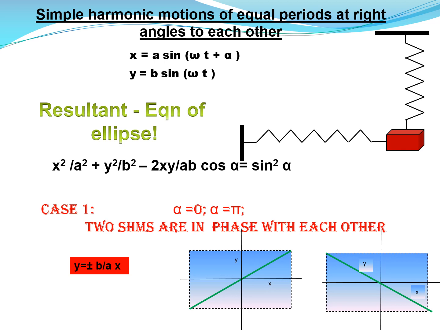So which is x square by a square plus y square by b square minus 2xy by ab cos alpha equal to sin square alpha. That is, when two simple harmonic motions are in phase with each other, that is, when alpha is 0 or pi, then as we substitute the value of alpha with pi, sin pi, cos pi, we end up with a simple straight line equation as y is equal to plus or minus b by a x, and this is depicted in these two pictures.